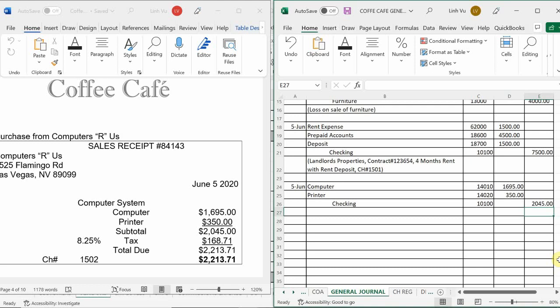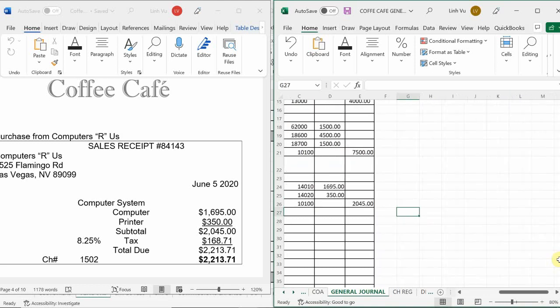Can you walk away with a computer and printer without paying tax? No. So in this case, how am I going to split my tax? It's $168.71. How do I deal with the tax? It's going to be added in with the asset. Okay, so how do I do that? How do I split my taxes?